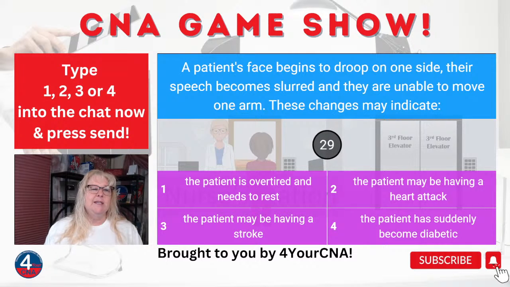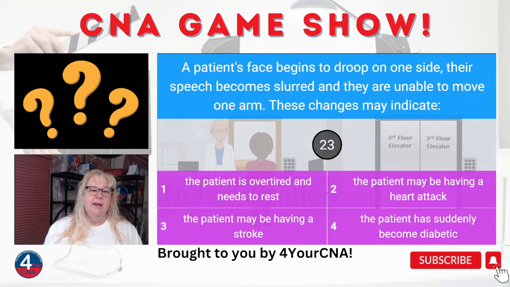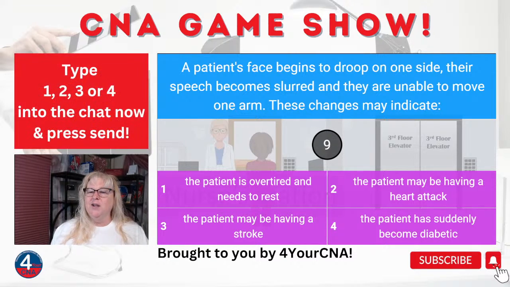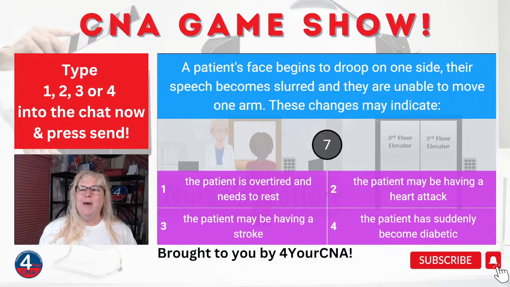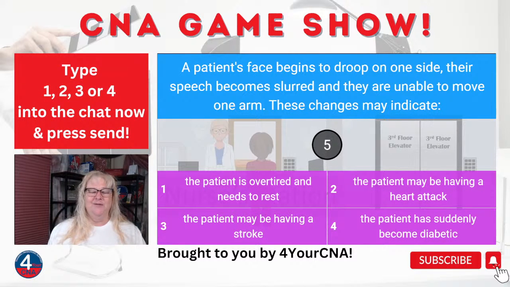So a patient's face begins to droop on one side, their speech becomes slurred, and they're unable to move one arm. These changes may indicate 1, they're overtired and need to rest. 2, they may be having a heart attack. 3, they may be having a stroke. Or 4, they have become suddenly diabetic. Go ahead and lock in your final answer. You have about 5 seconds left.